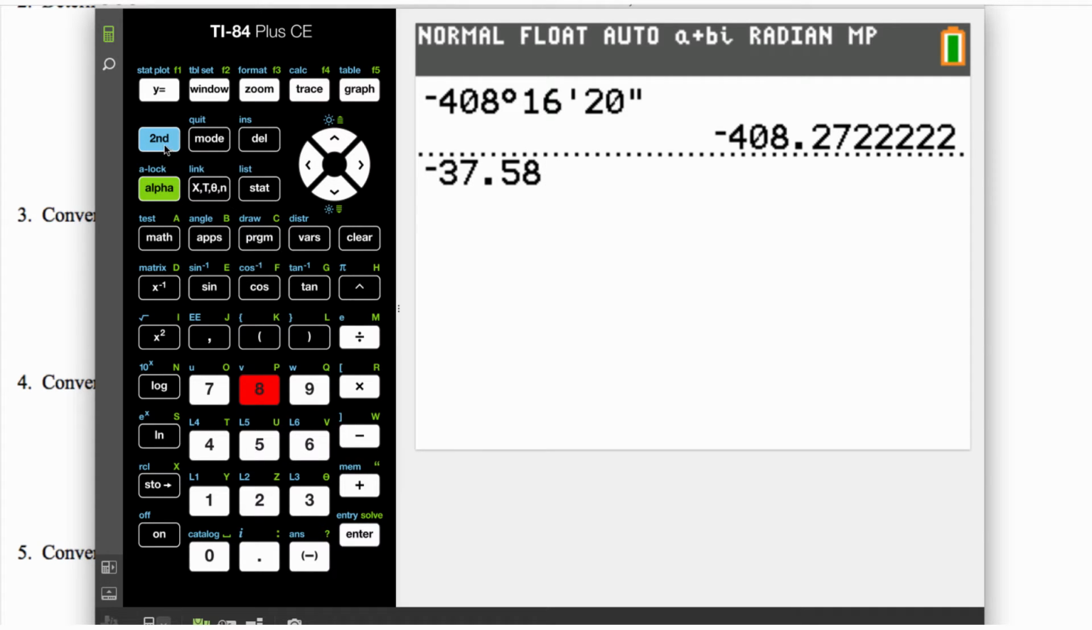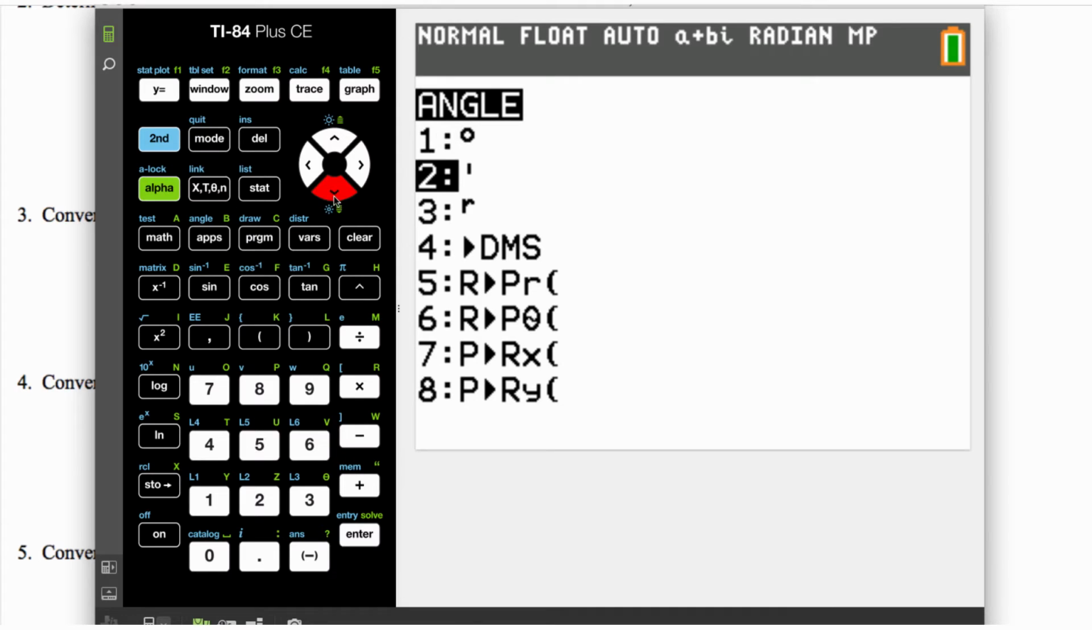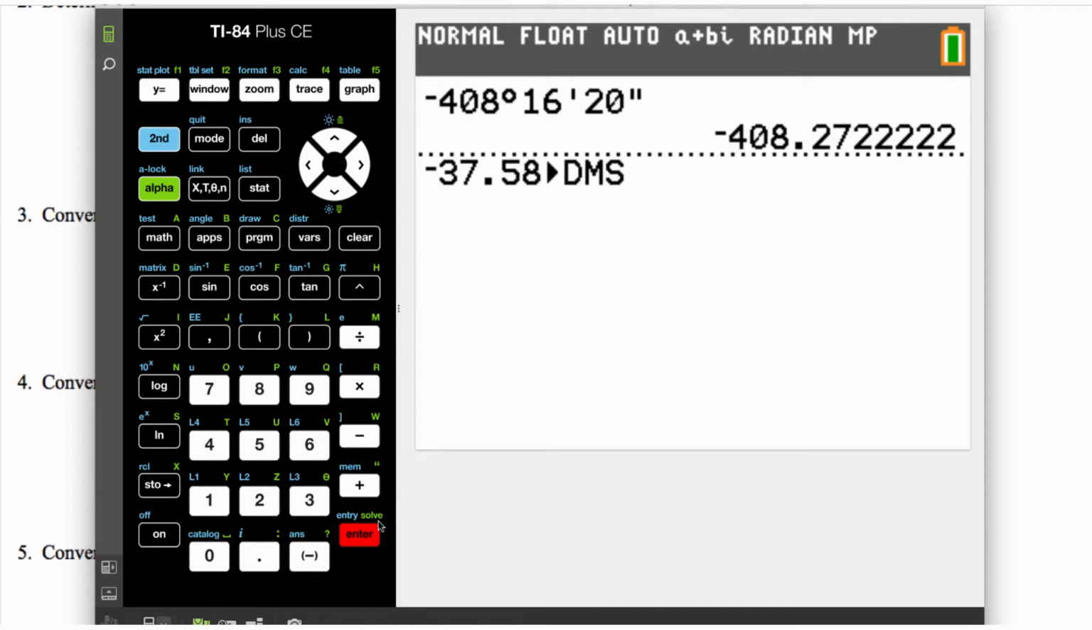So I'm going to go back into that angle option, so second apps, and if we arrow down to option number 4, that arrow DMS means that it's going to take whatever angle you typed in and convert it into degrees, minutes, and seconds. So we hit enter, enter one more time. There's our angle converted over into degrees, minutes, and seconds.